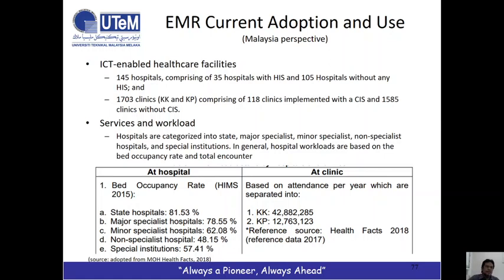Okay, when we look at the service and workload, we look at the numbers of patient visits per year. So based on the hospital bed occupancy rate in 2015, state hospitals had a lot of patients admitted.